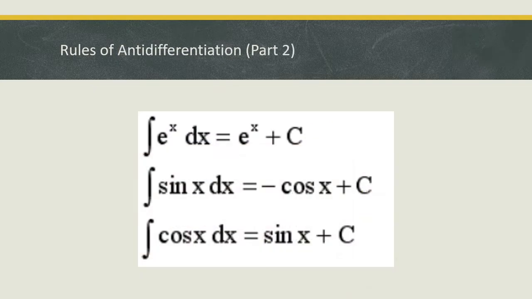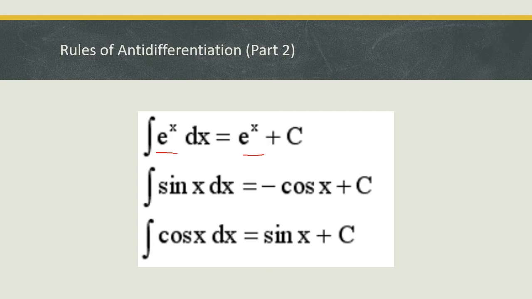So over here, we have some rules of anti-differentiation. As you can see on the screen, we have a total of 3 rules. There's one other rule that we will later be going over. But the first rule essentially states that the antiderivative of e^x is basically e^x.